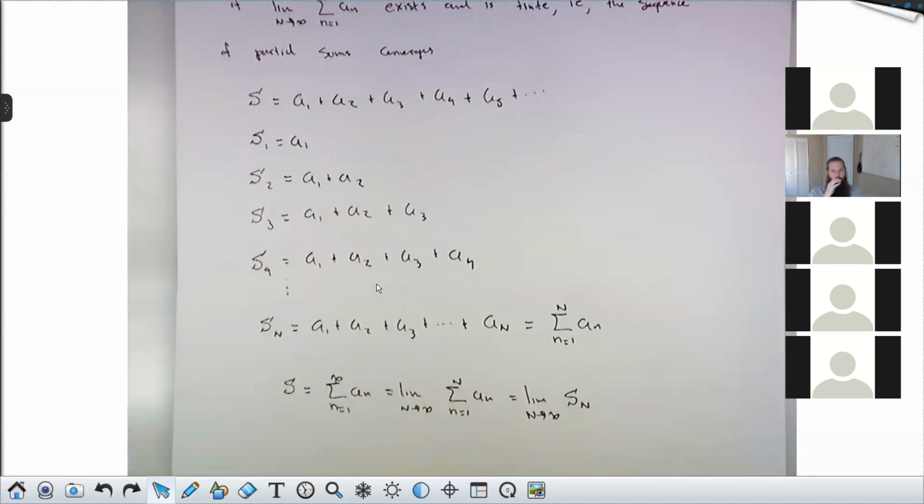Is the first one S prime? No, I just used the bar on my S to make it obvious. Oh, it's a capital. Yeah. Thank you.